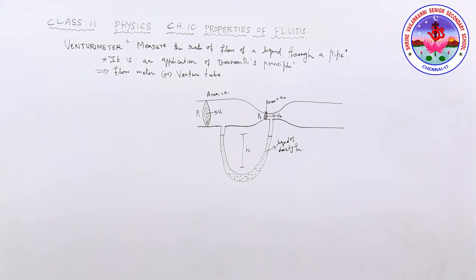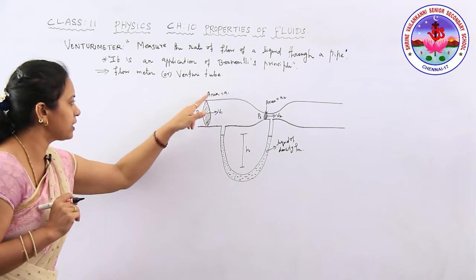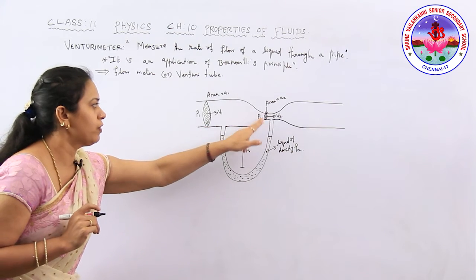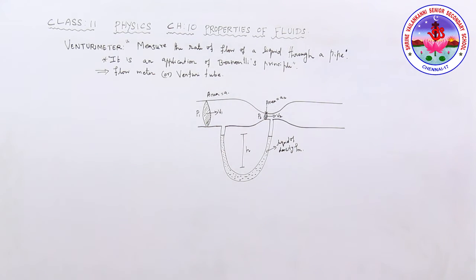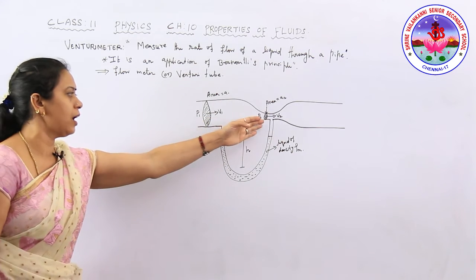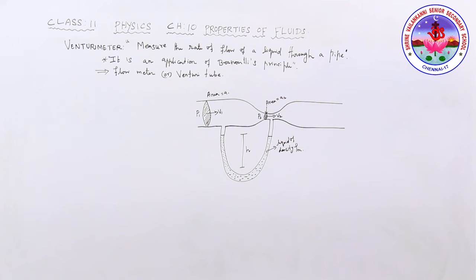How is it working? You can take the liquid velocities V1 and V2 at the wider and the narrow portions. V1 is at the wider portion and V2 is at the narrow portion. You can take P1 and P2 as the pressures of the liquid at these regions. This is velocity 1 with pressure P1, and P2 is pressure 2.